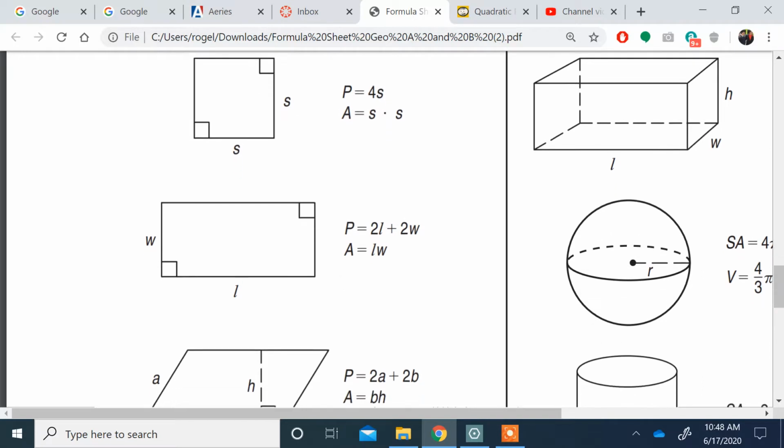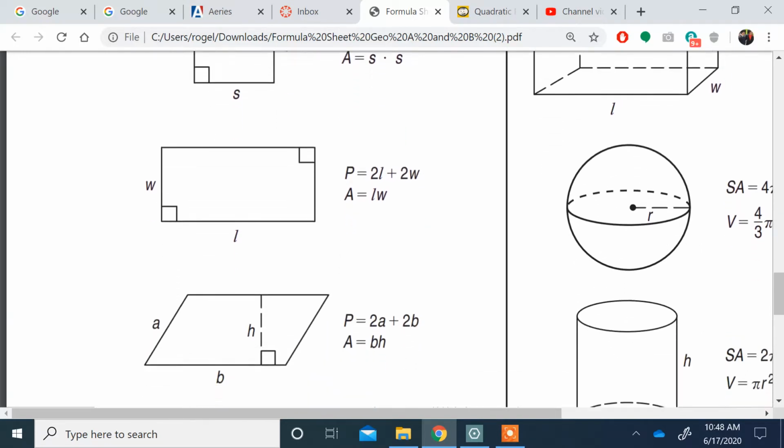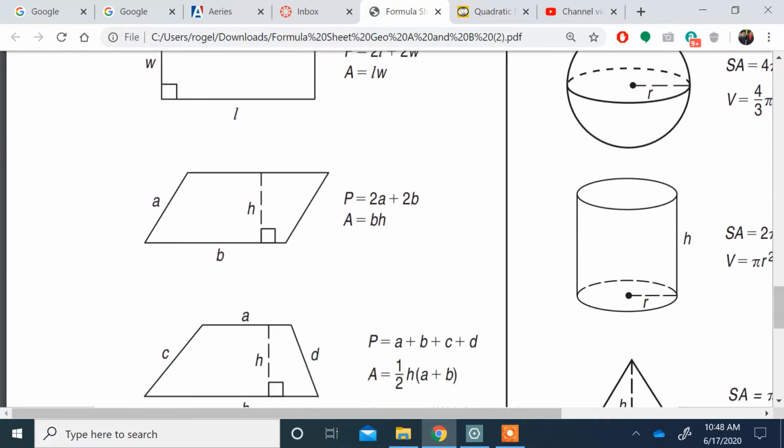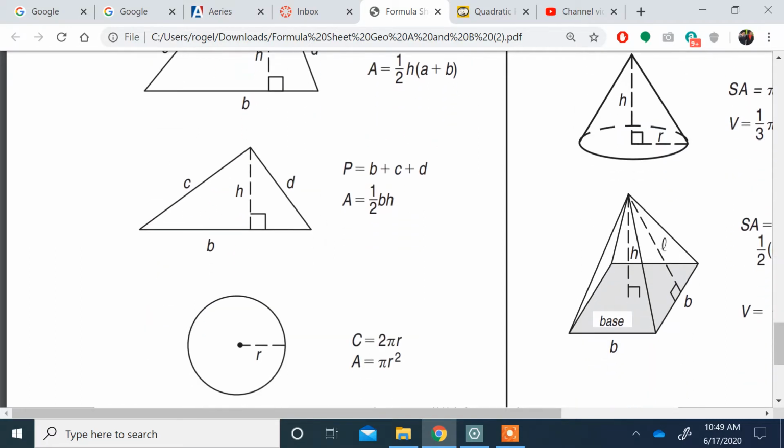So if you have a square, you multiply s times s, or the side times the side, and then you get the area. The length times the width for a rectangle. We also have parallelograms, which is just the base times the height. We also have trapezoids, which is half times the height times a plus b, where a is the first base and b is the second base. And then we also have the area for a triangle right there, and so on and so forth. Okay?